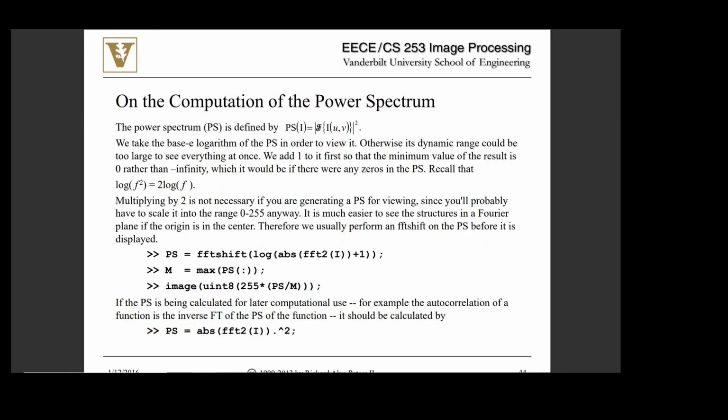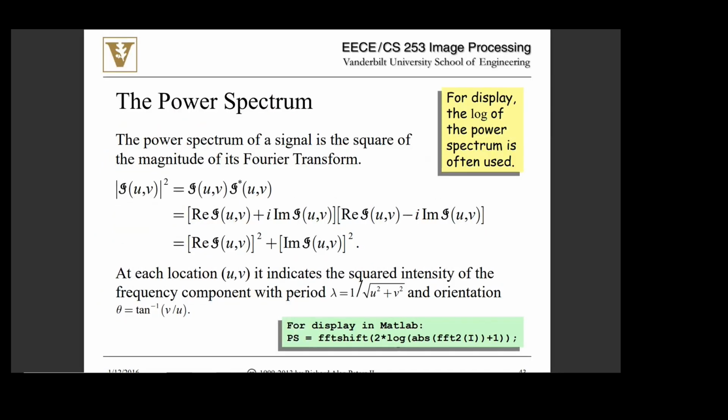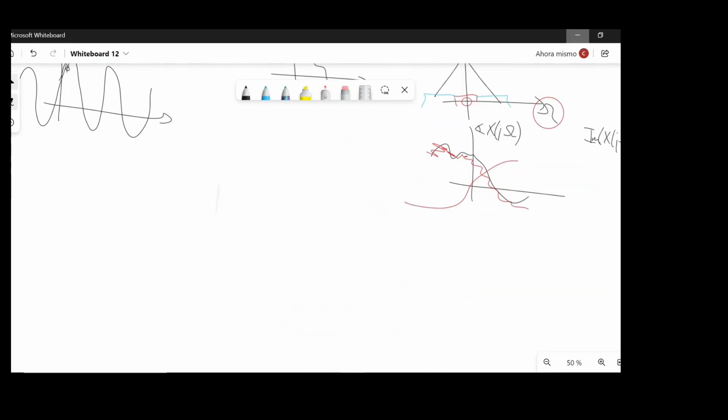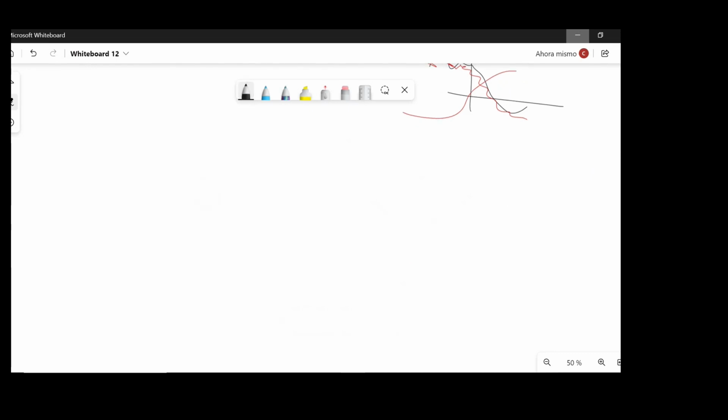Yeah, power spectrum. Sorry, power spectrum. It will be a little bit more general than it is. So power spectrum is, how do you define the power spectrum? You have a signal. I have a question.